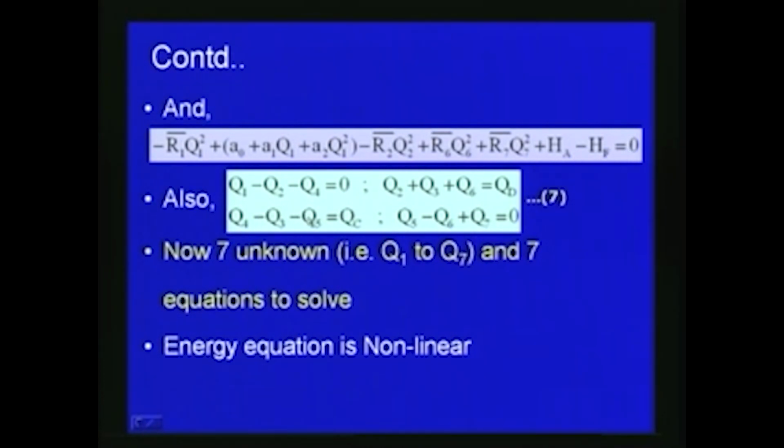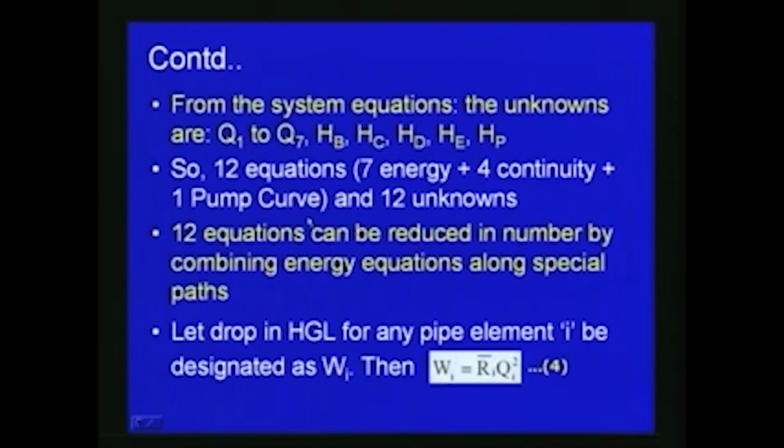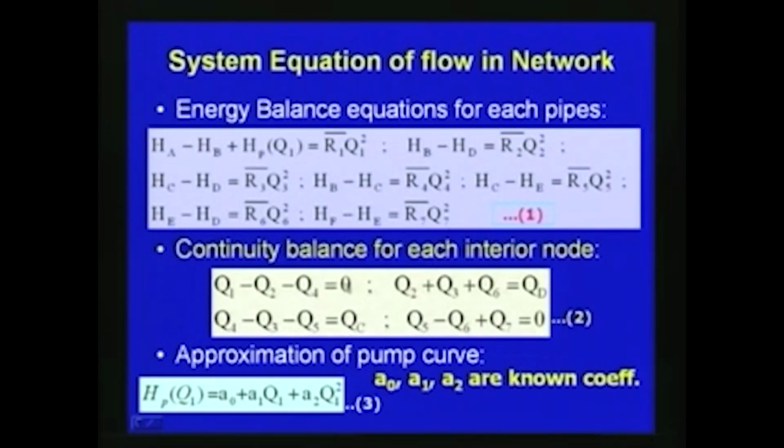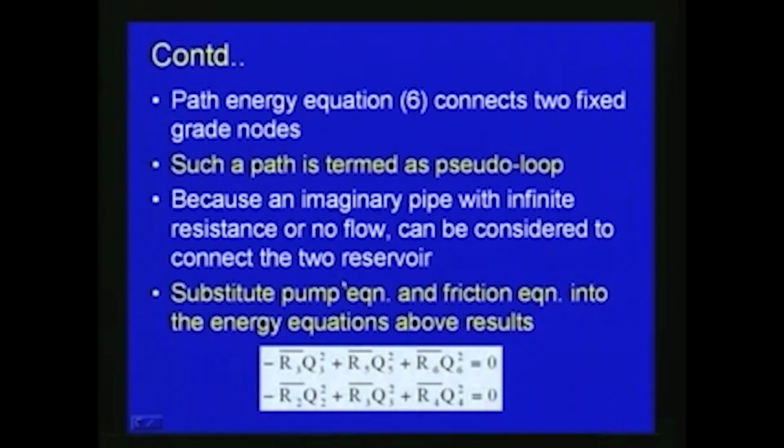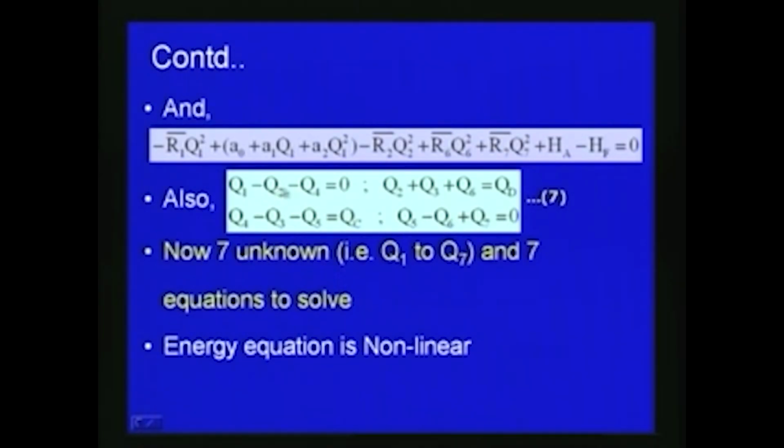Similarly, we have already seen the continuity balance equations, so we can also write them here: Q1 minus Q2 minus Q4 is equal to 0, then Q2 plus Q3 plus Q6 is equal to QD, Q4 minus Q3 minus Q5 is equal to QC, and Q5 minus Q6 plus Q7 is equal to 0.